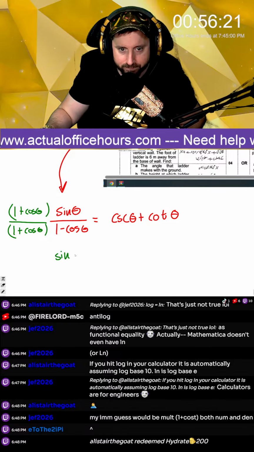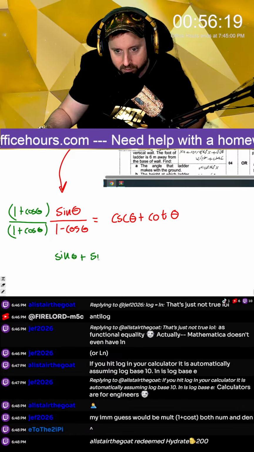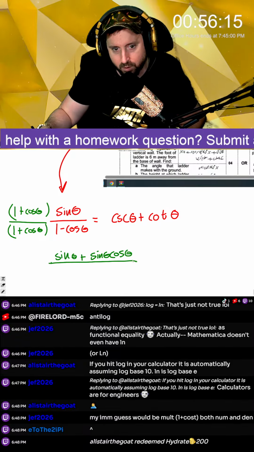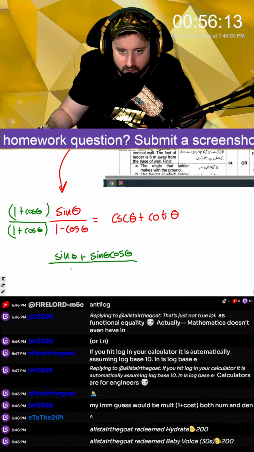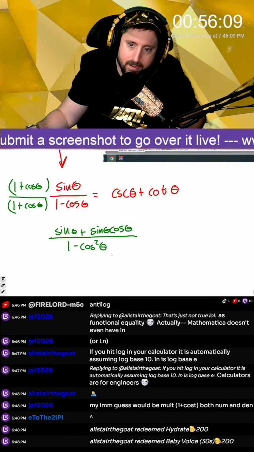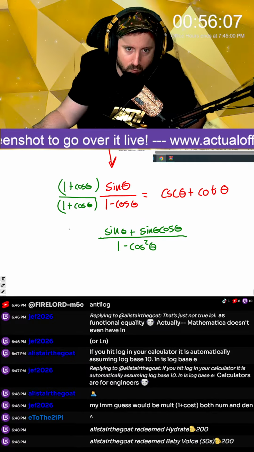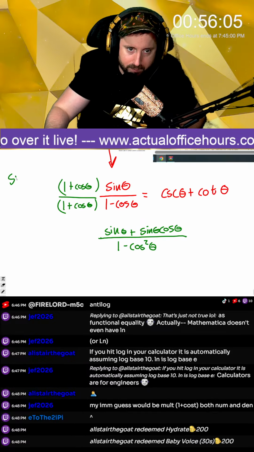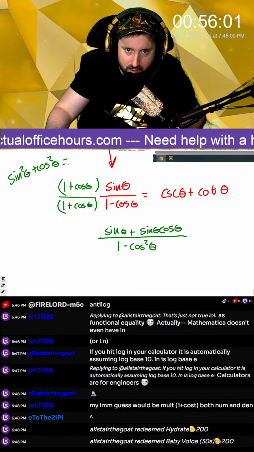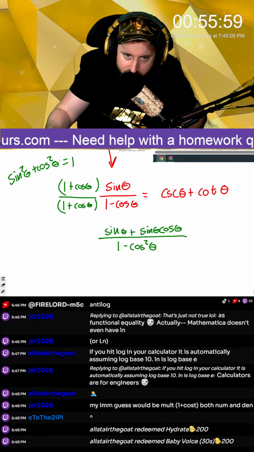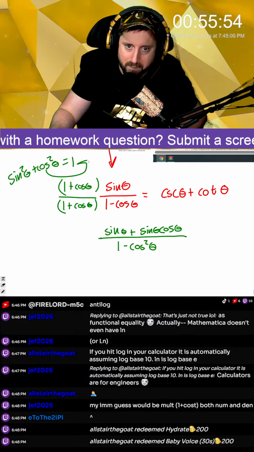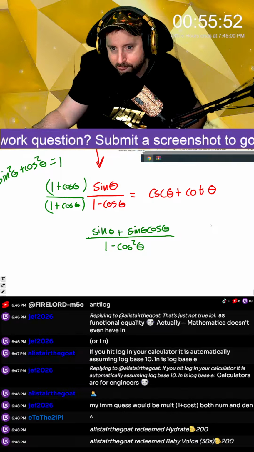I'm going to get sine theta plus sine theta cosine theta. And then this is all over, this is a difference of squares, so that's going to be 1 minus cosine squared theta. And then something you learn, this is one of the most important identities in all trig: sine squared theta plus cosine squared theta is equal to 1. Always know that one. So that tells me that 1 minus cosine squared is equal to sine squared.